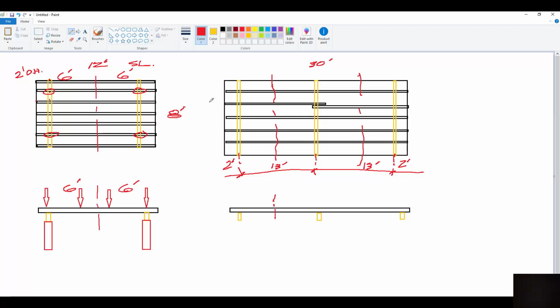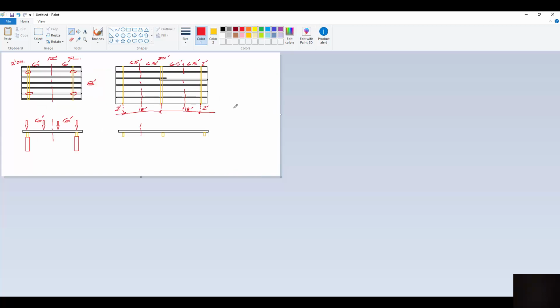So how much is actually being supported on each beam? So what's half of 13? Well, that's 6.5 feet. So up here I'm going to put down 6.5, and that's in feet. This is 6.5, and that's in feet, 6.5, and 6.5. But we also have this 2-foot overhang. So let's take a look at how this weight is distributed.